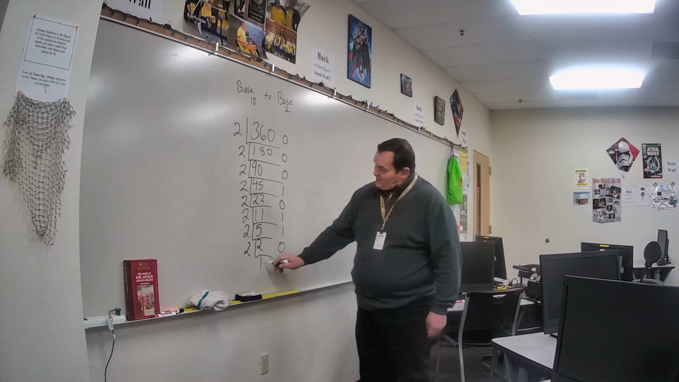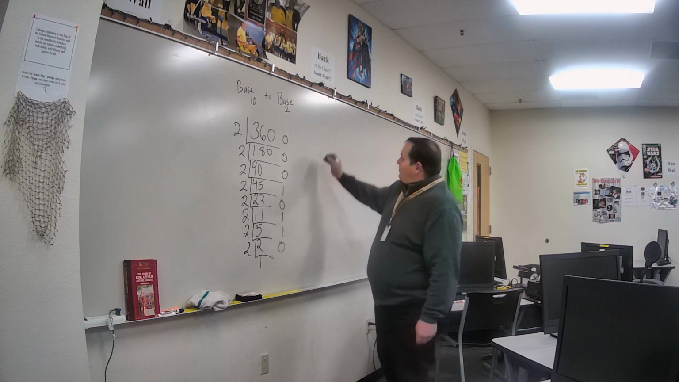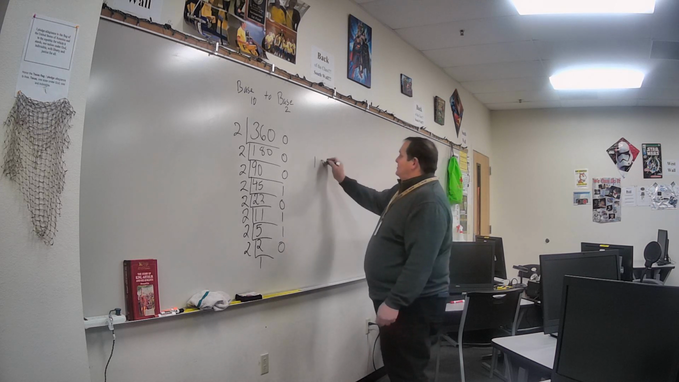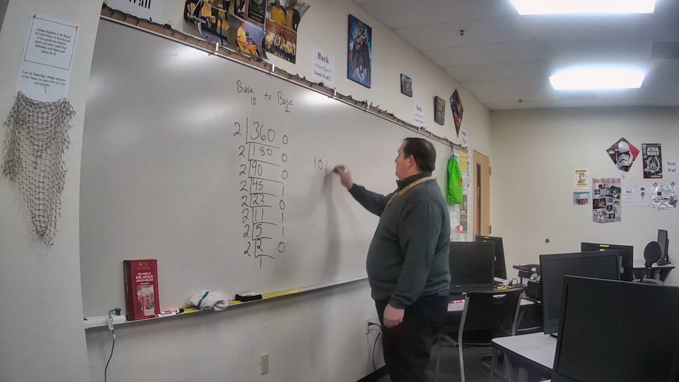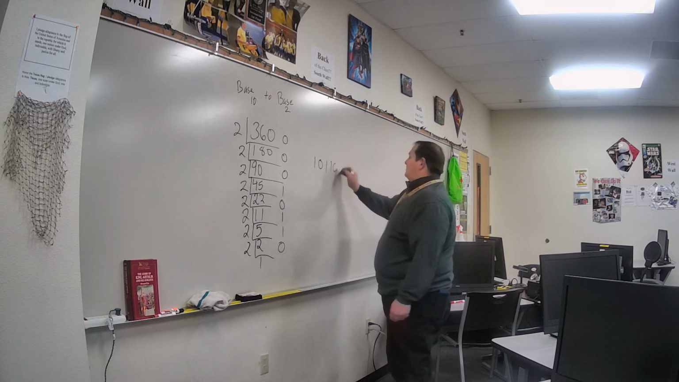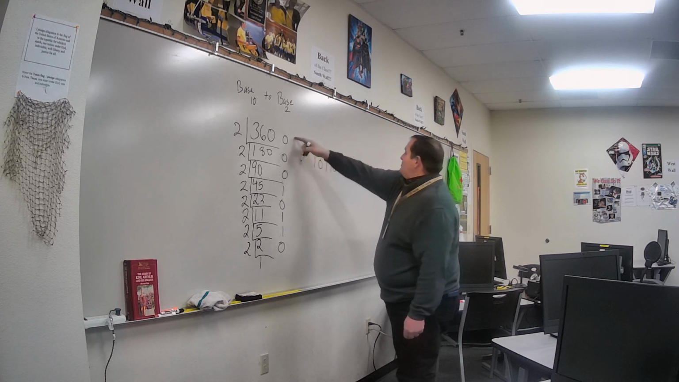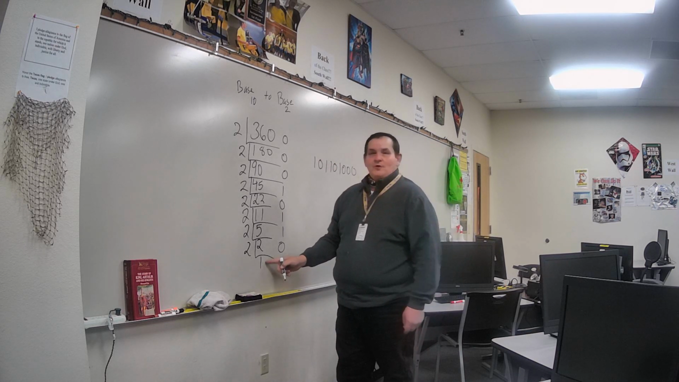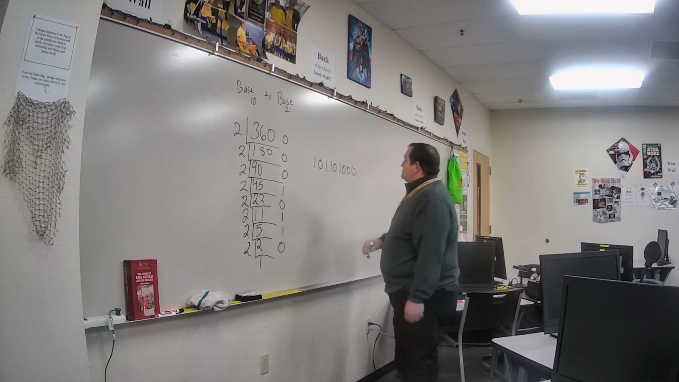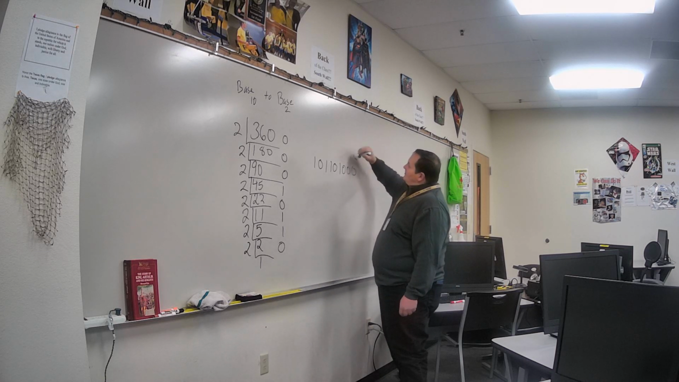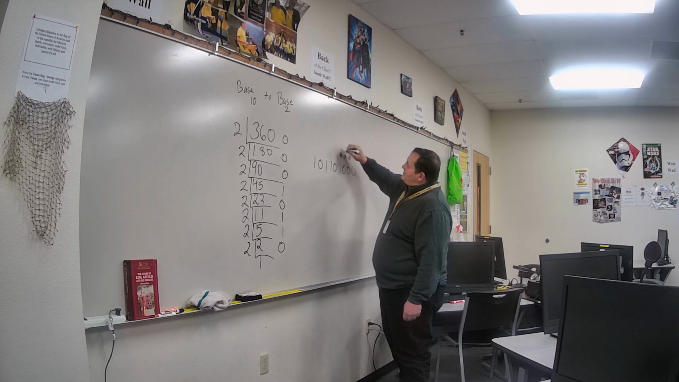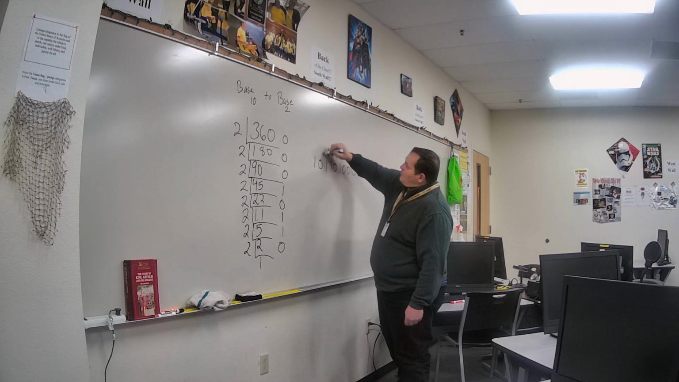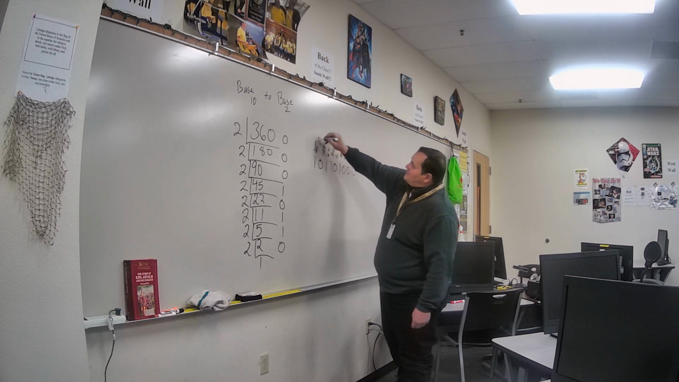So now, if we take this, 1, 0, 1, 1, 0, 1, 0, 0, 0. You stop when you get to 1, okay? So what place values? 1, 2, 4, 8, 16, 32, 64, 128, 256.